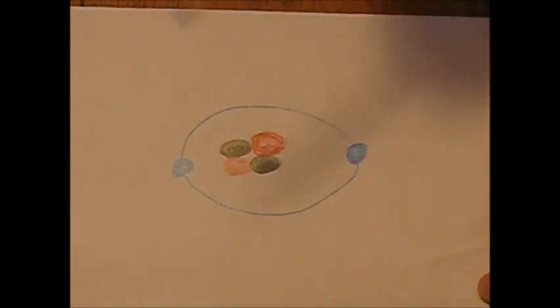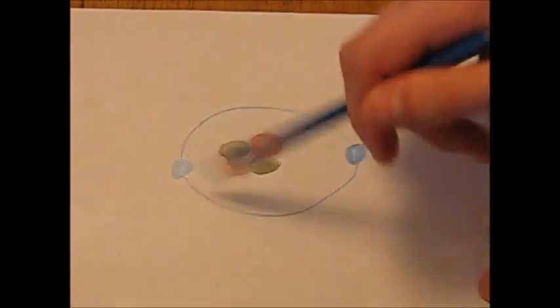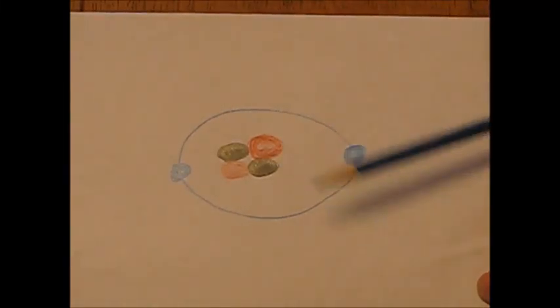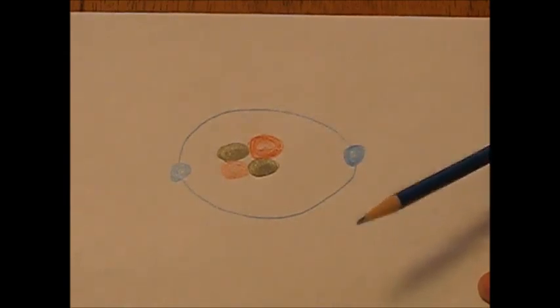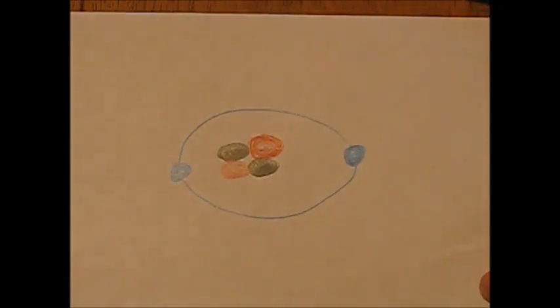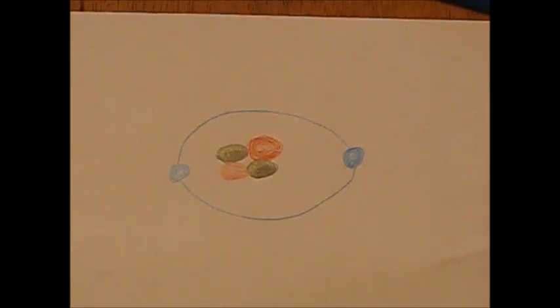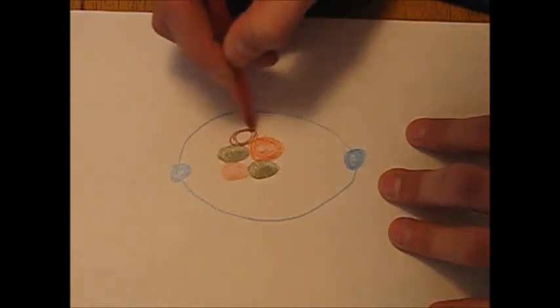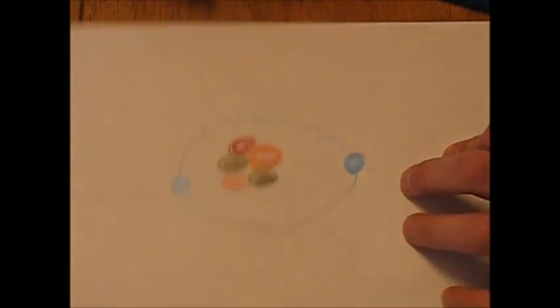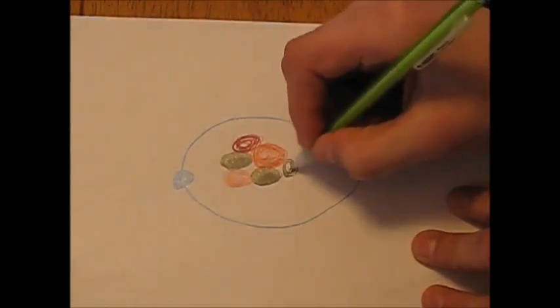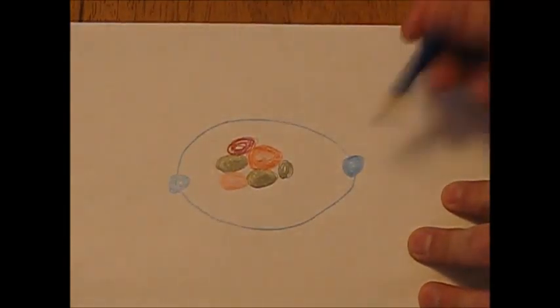Now, if we throw more protons into the nucleus, there are going to automatically be more neutrons and electrons that follow. All the different numbers of protons in the nucleus make up the different elements. So if we throw another proton into the nucleus, then there's going to be another neutron as well, and then another electron will follow.